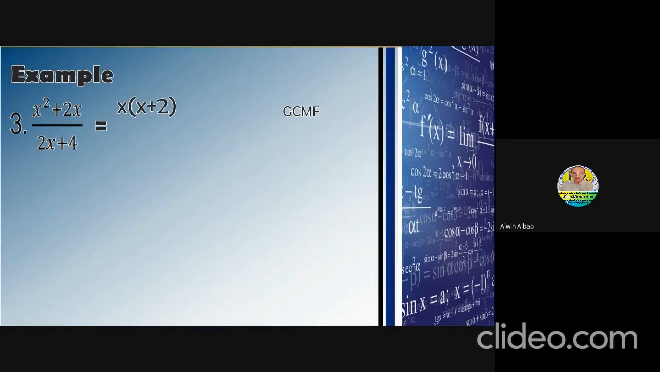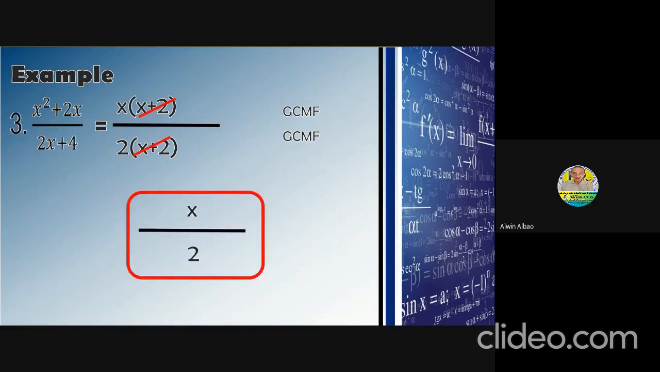So, ang kanyang factored form is x times x plus 2 over GCMF ulit ang gagamitin. 2 ang ating GCF. So, 2x divide natin sa 2 is x, and then 4 divide sa 2 is 2. So, ang kanyang factored form ay 2 times x plus 2. Now, let's cancel the x plus 2 and also the x plus 2 in denominator. So, ang natira natin is x over 2. So, ang final answer natin is x over 2.